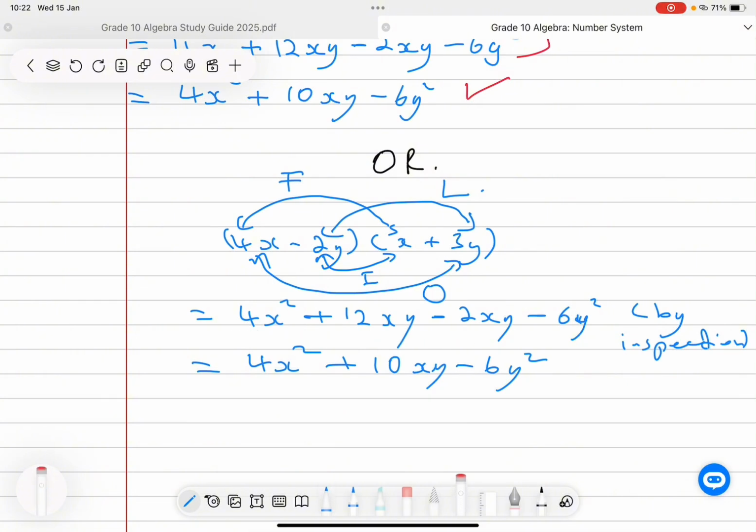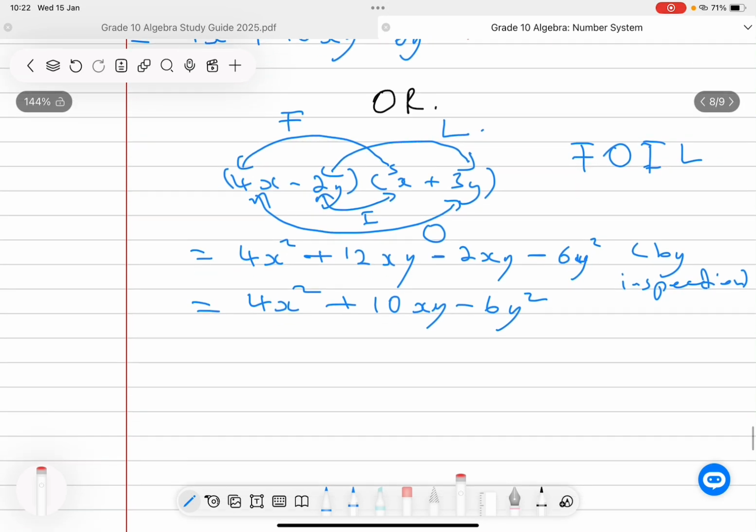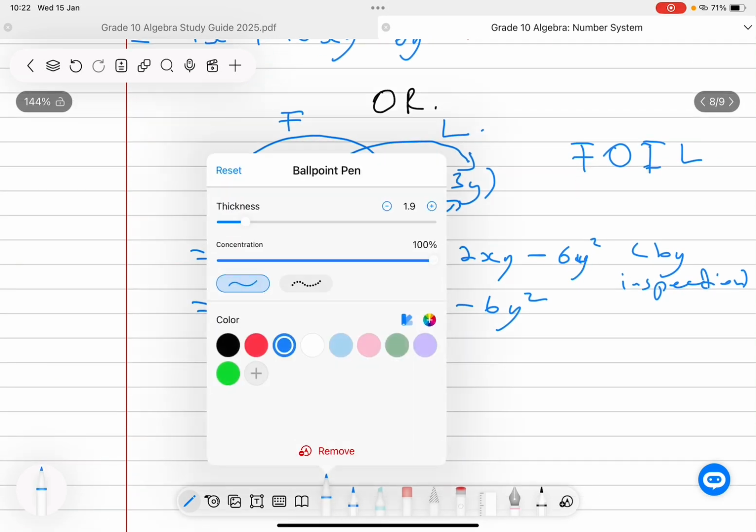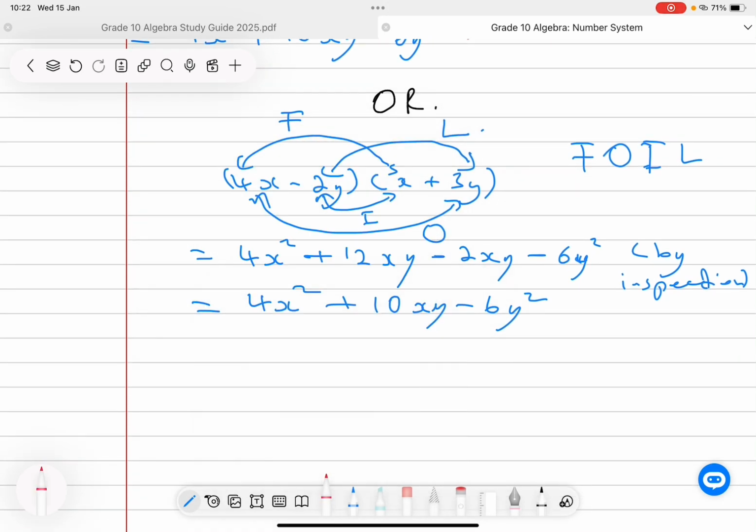Now this method, we call it FOIL. The F, the O, the I, and the L. To say this is the first term, the outer term, the inner term, and the last term. It becomes a quicker method when you have to solve expressions of this sort, because they'll give you 1 mark for simplification and 1 mark for the final answer.